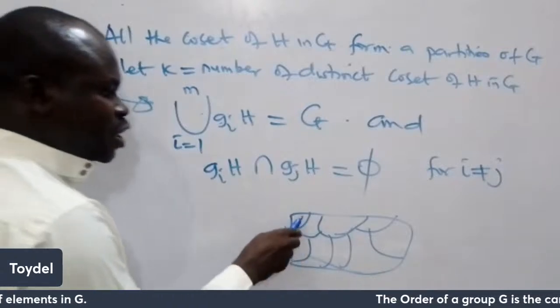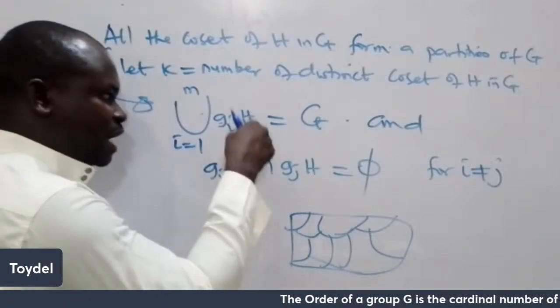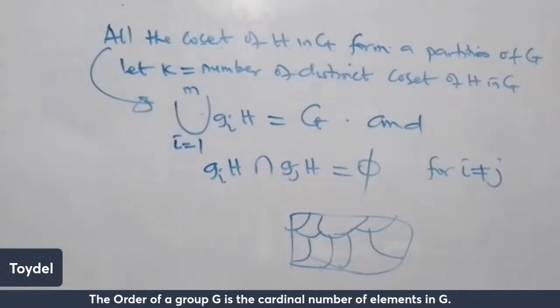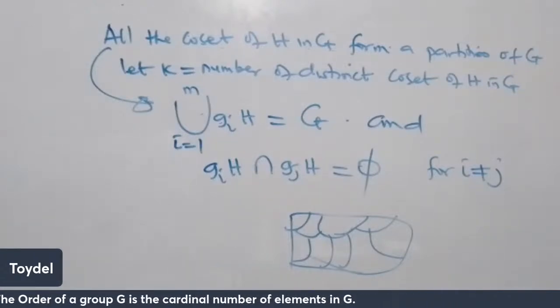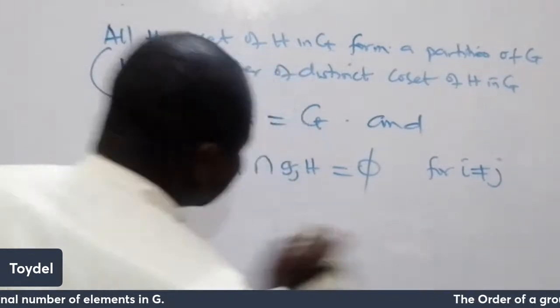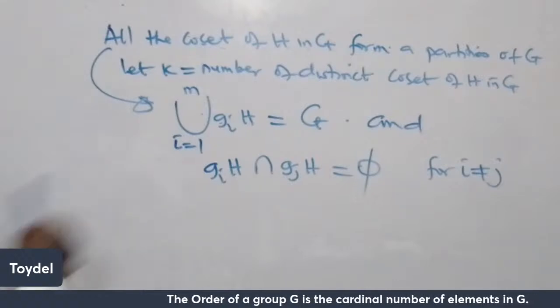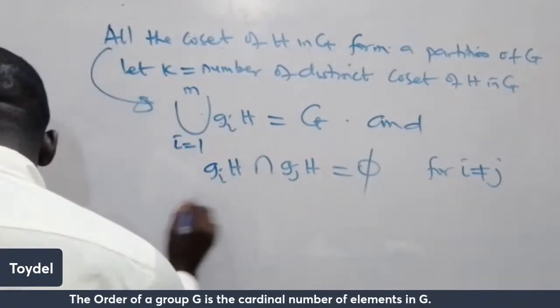It simply means that for none of these elements, say G1H, G2H, when you take the intersection, will it be anything but empty. So when you take the intersection of two sets and it gives an empty set, it simply means that the two sets are disjoint. That is the interpretation of what we have there. So you don't need to cram anything. This thing can actually come out straight.